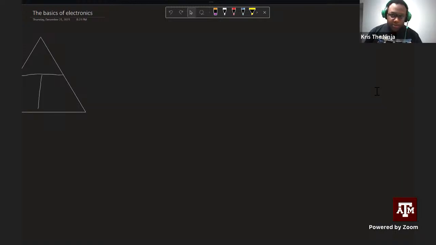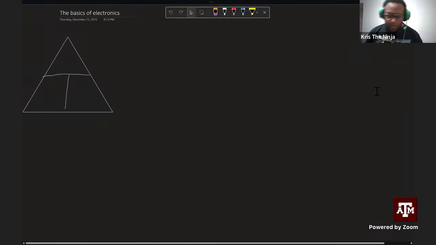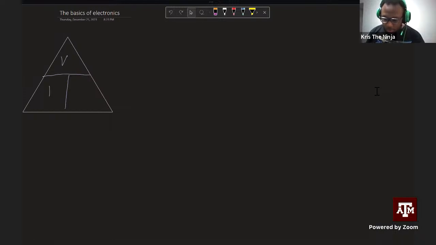So the first big thing that you should note with Ohm's law is voltage, current, and resistance. I'm going to draw these all in different colors so that it's easy to see. All three of these together create what we know as electricity. Voltage is just a way of saying a potential difference.